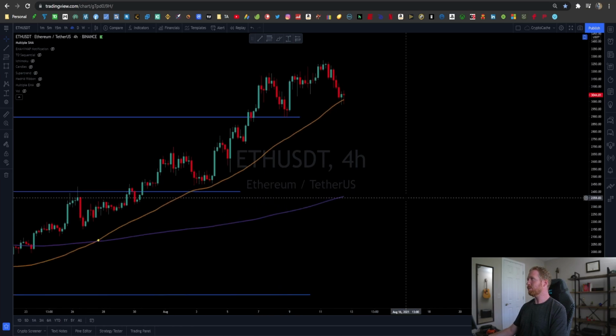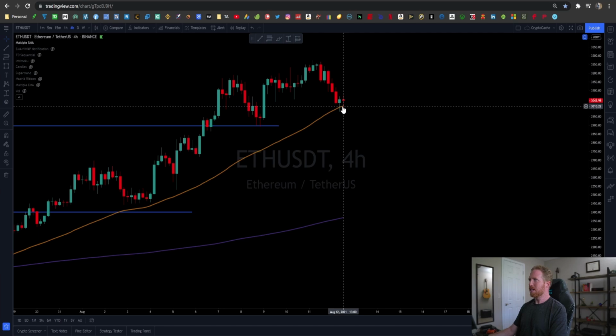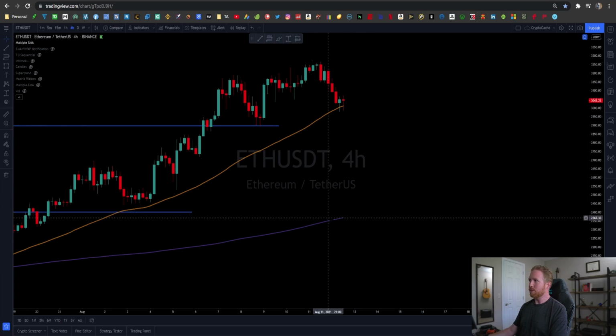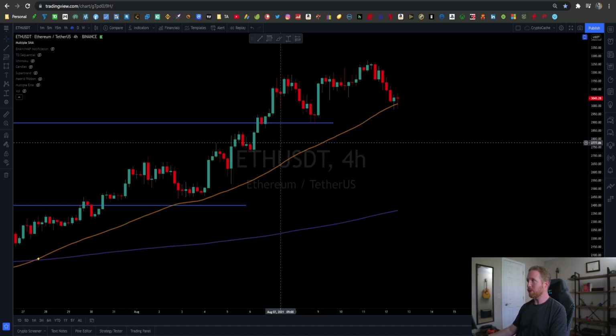Moving on to Ethereum, very similar circumstances here, where we can see the price bouncing off the 50 and essentially creating that support level. The 200 is trailing behind. We've also got a support at about 2,900, which hasn't been tested yet, but that is the major support level for Ethereum right now.